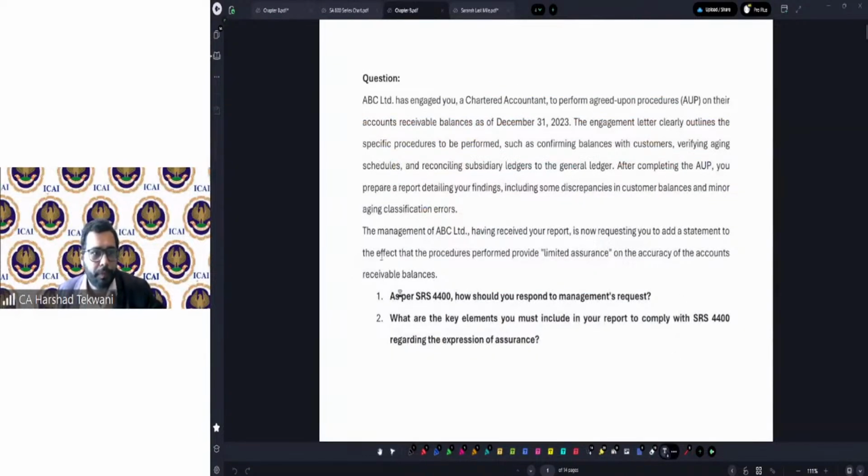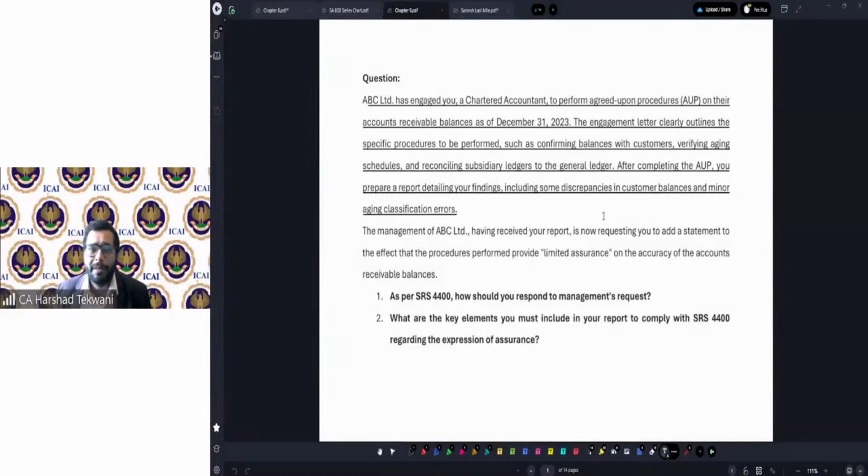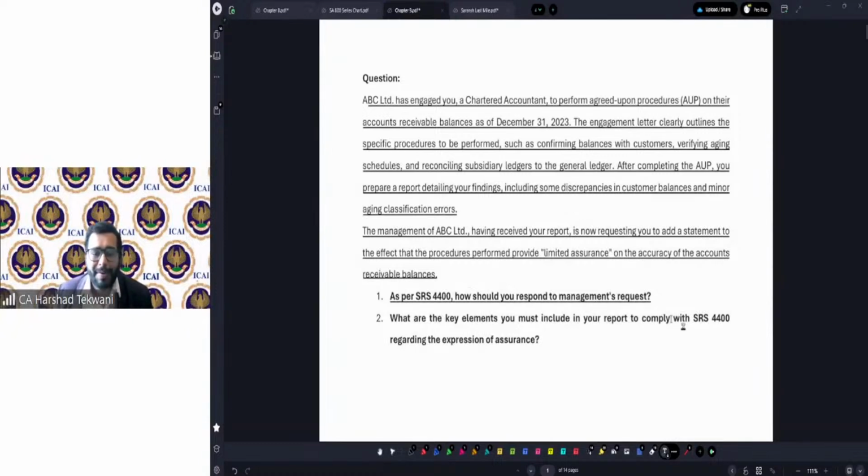So, question number 1. ABC Limited has engaged you, a chartered accountant, to perform agreed upon procedures on their accounts receivable balances as of December 31, 2023. The engagement letter clearly outlines the specific procedures to be performed, such as confirming the balances with customers, verifying aging schedules, reconciling subsidiary ledgers to the general ledger. After completing the AUP, you prepare a report detailing your findings, including some discrepancies in the customer balances and minor aging classification errors. The management of ABC, having received your report, is now requesting you to add a statement that the effect of these procedures performed provides some limited assurance on the accuracy of the accounts receivable balance. As per SRS 4400, how should you respond to the management request?